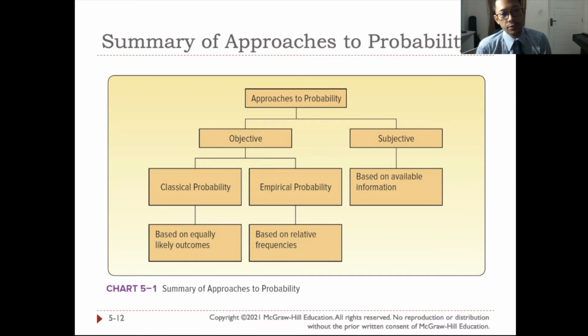So again, there are two approaches of probability. The first one is the objective approach. The second one is the subjective approach. There are two objective approaches, the classical and the empirical. So the classical is going to be based on equally likely outcomes, while the empirical probability is going to be based on relative frequencies. Okay.